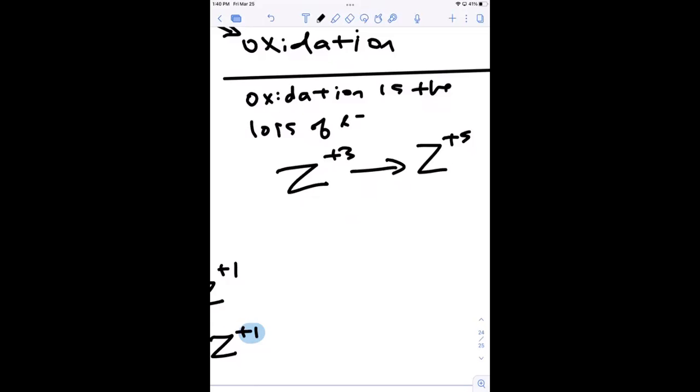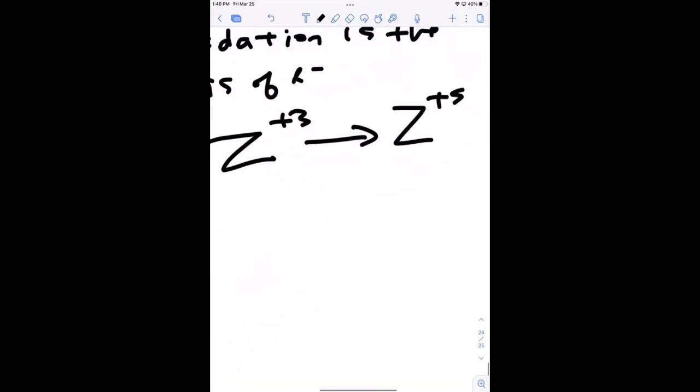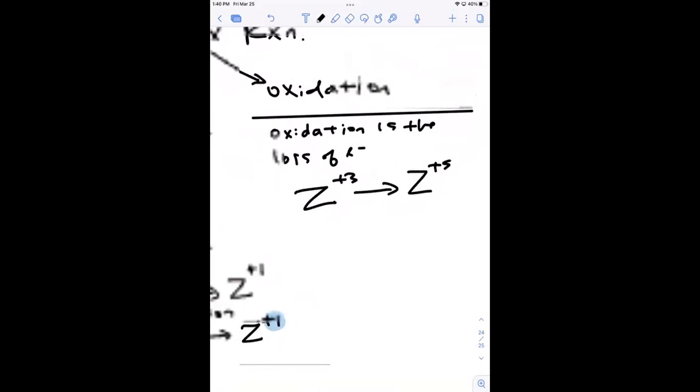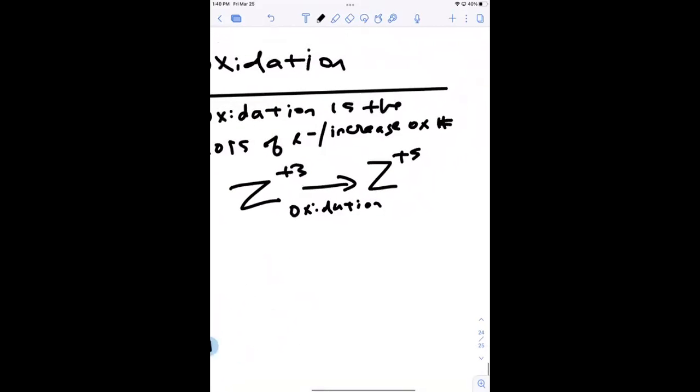All right. So this is what we call oxidation. We increase the charge, we increase the oxidation number, and we did that by losing electrons. So the oxidation number goes up. So this is what we call oxidation. Right? The way we illustrate it is to say Z3 plus goes to Z5 plus 2 electrons.